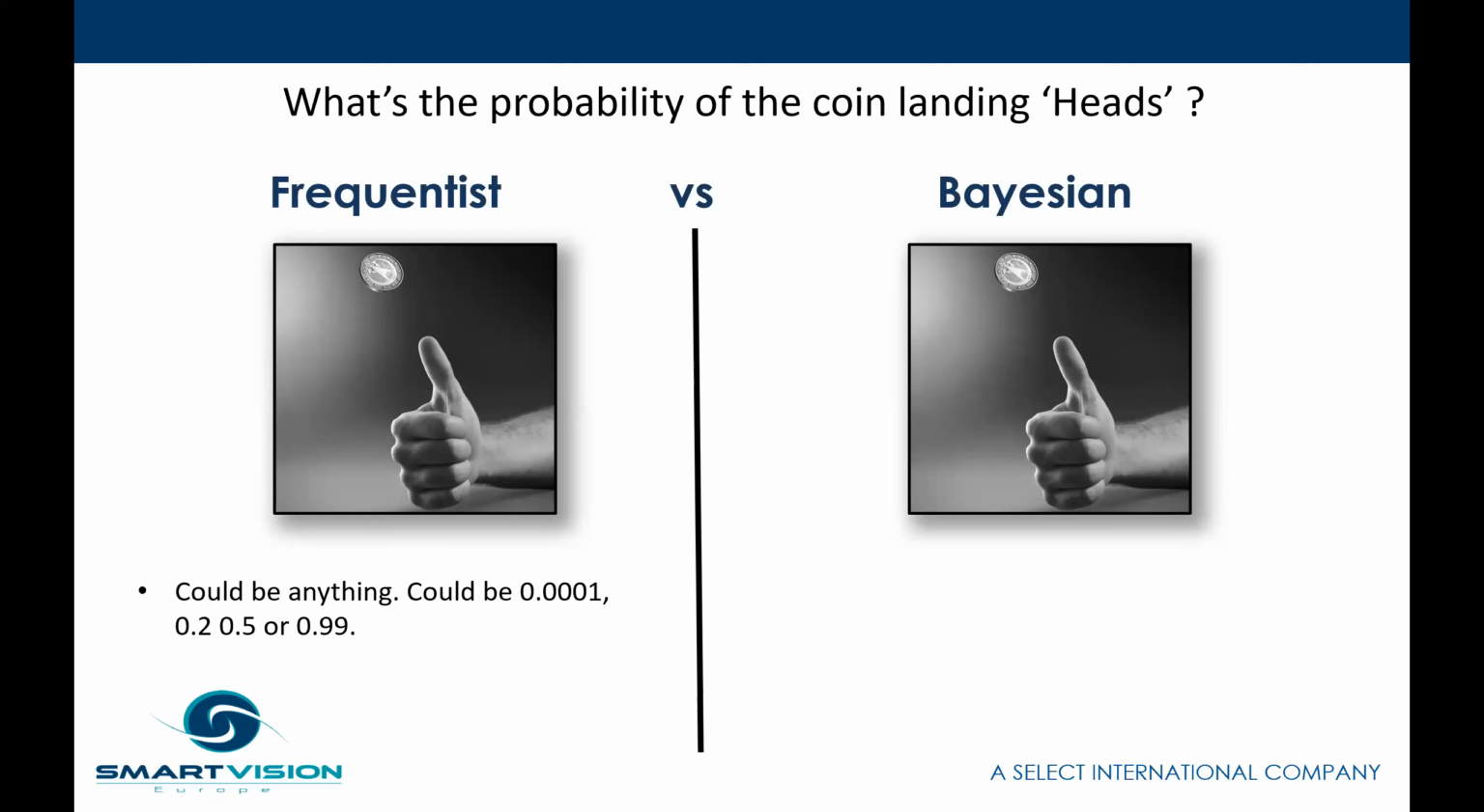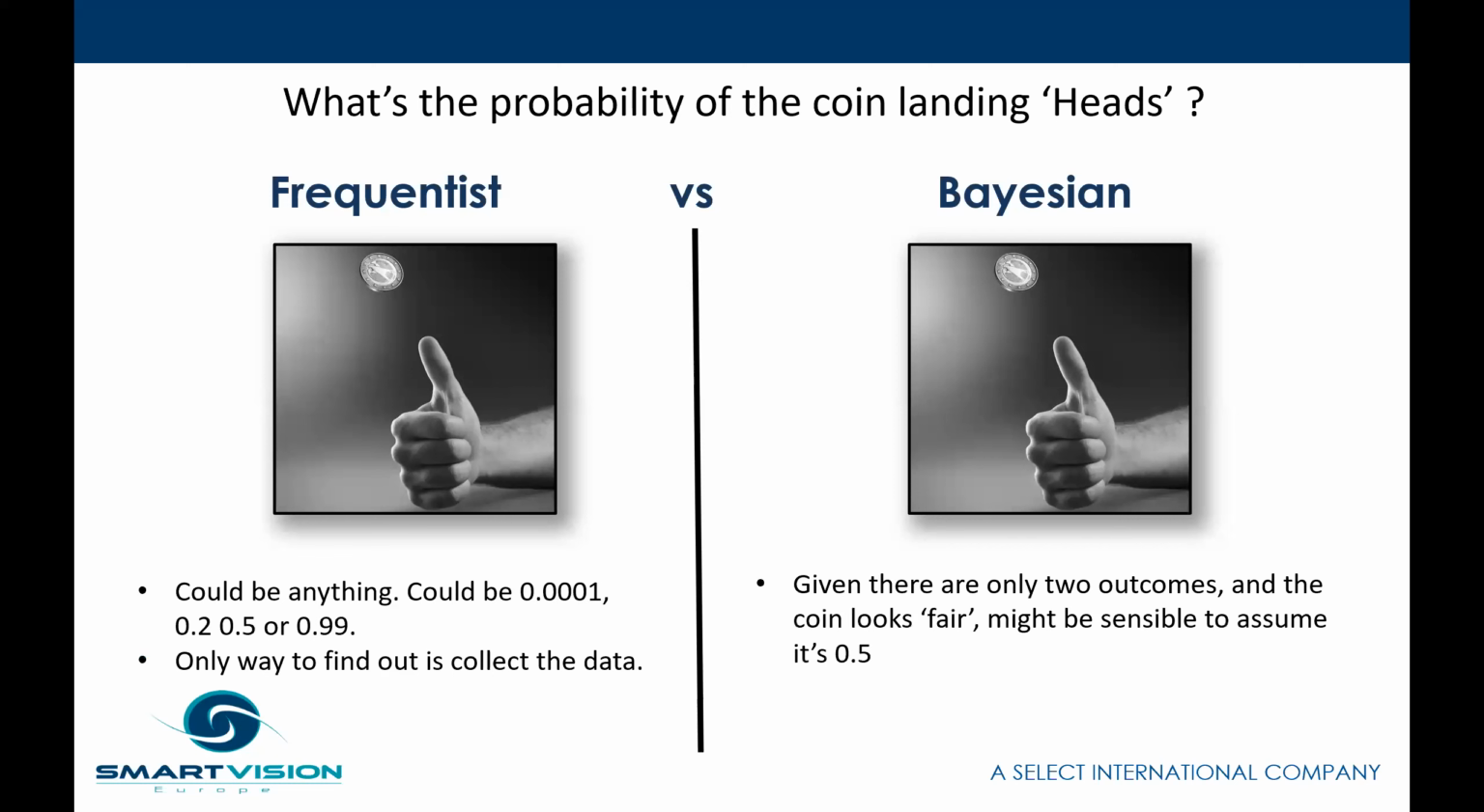It says you've got to go off and test it. You've got to collect data on it. Flip it 10 times, flip it 50 times, flip it 100 times, and count up the frequency. Whereas the Bayesian tradition says, look, there are two outcomes here, and the coin looks fair. We might want to at least start by assuming that the initial prior probability is 0.05, and then we can update this prior probability with the data that we collect after we flip it 10, 15, 20, 30, 40, 50 times. So it's a very different approach.